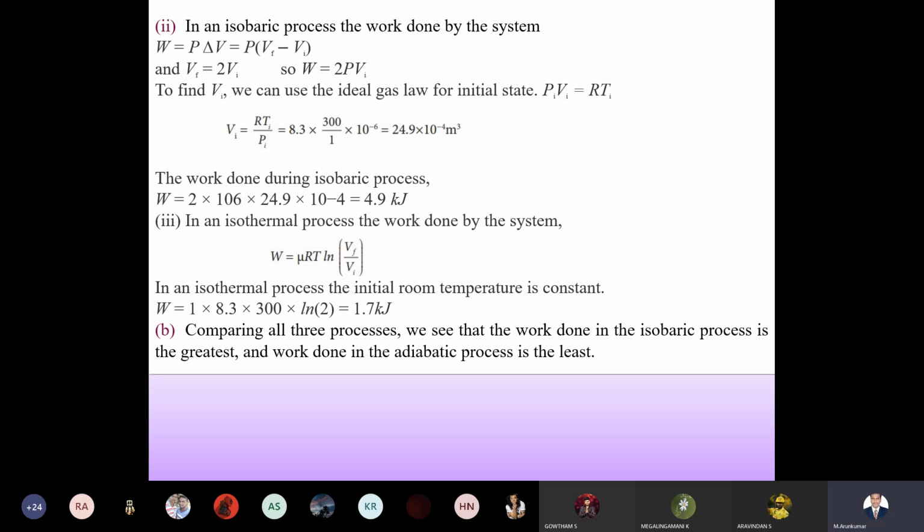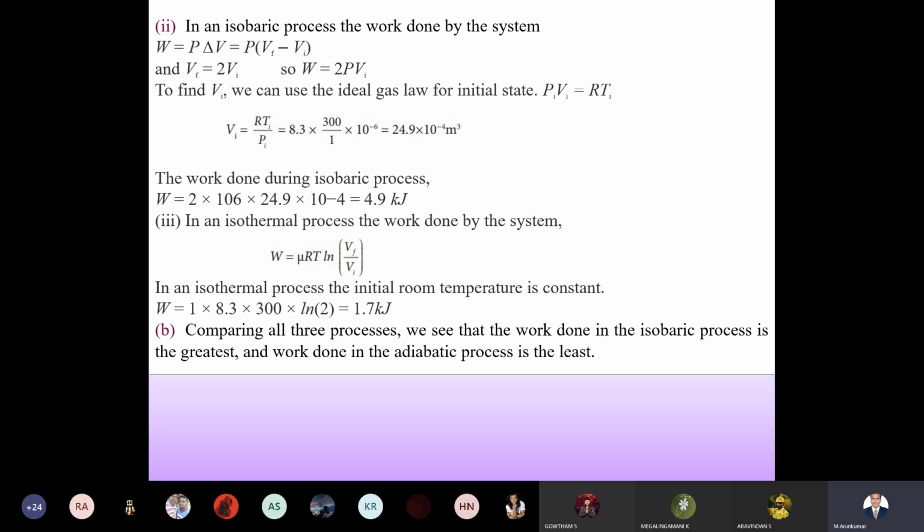Right. Then the work done can be calculated by using the above formula. We know the value of pressure, and we found the value of V initial. If you substitute, we get the value of W as 4.9 kilojoule.